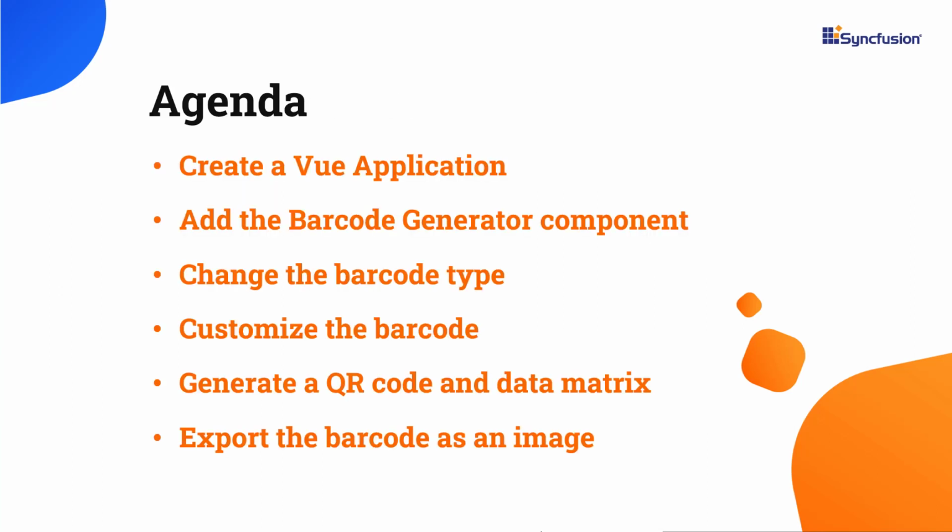In this video, I will show you how to add the Syncfusion Vue Barcode Generator to a Vue app. I will also explain how to configure a few barcode types, including QR codes and data matrices, and how to apply customizations like adjusting dimensions, colors, and fonts. Lastly, I will show you how to export the generated barcode as an image.